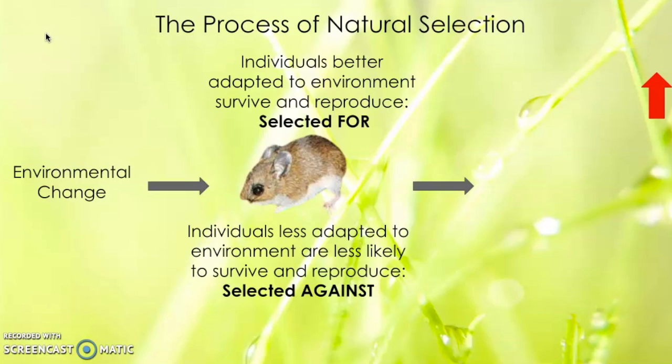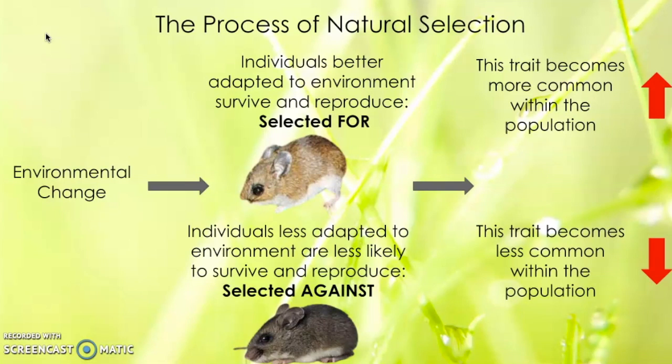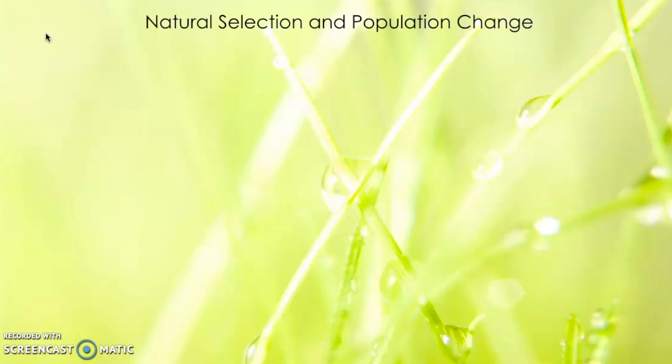to following generations. Over time, this means that those individuals with that trait that was better adapted to the environment pass their genes on more often, causing that trait to become more common and increase within that population. It also means that the trait that is less adapted to the environment becomes less common within the population, eventually leading to adaptation of the species.